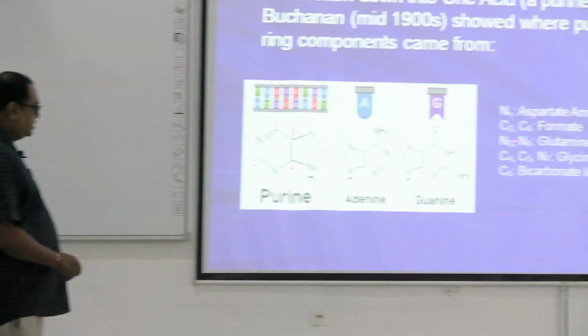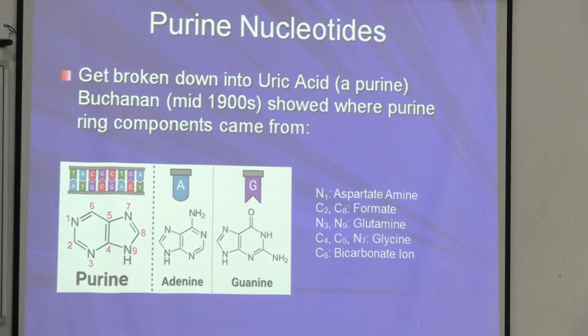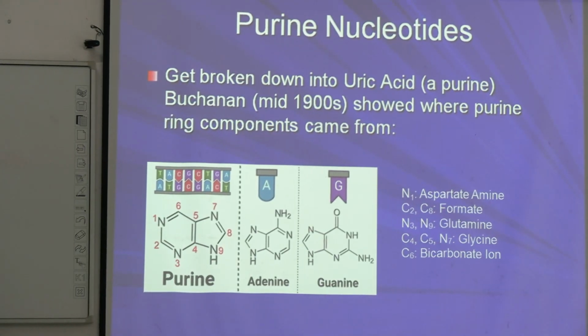See, 1, 2, 3, 4, 6. 2 and 8 will be given by formate. 1 is given by aspartate. 3 and 9 are given by glutamine. 4, 5 and 7 are given by glycine. And 8 and C2 are given by formate. Which formate? N10 formyl THF, right? Folic acid. I told you folic acid is required for synthesis of nucleic acid, right? C6, the topmost carbon, is given by bicarbonate.